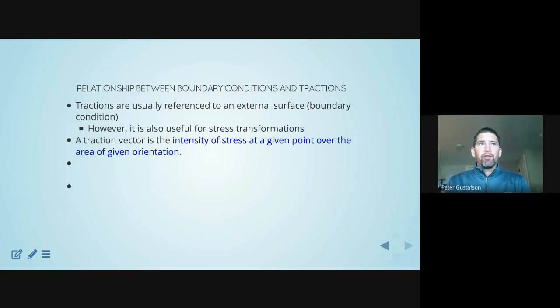I will mention that this is an extremely important aspect of the concept of traction, but it's not the only application. We're going to get to the next really important application in the next few slides. Anyway, this idea of traction, what is it? What physically does it represent? Well, it ultimately represents the intensity of stress at a given point over an area of given orientation. Again, usually referencing external surfaces, but not exclusively.